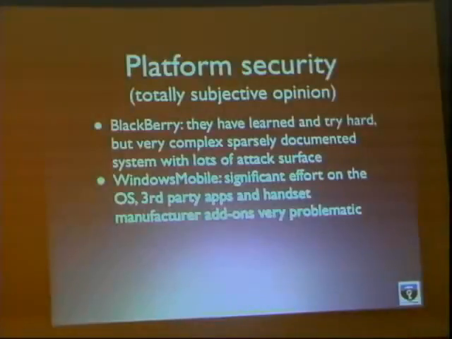Windows Mobile, Microsoft has done a pretty good job in auditing the operating system multiple times through. So they've taken things seriously. They've come a long way since Windows Mobile 2003.